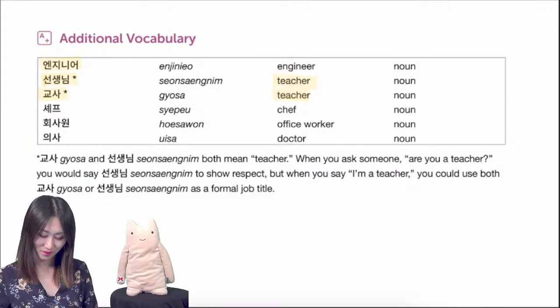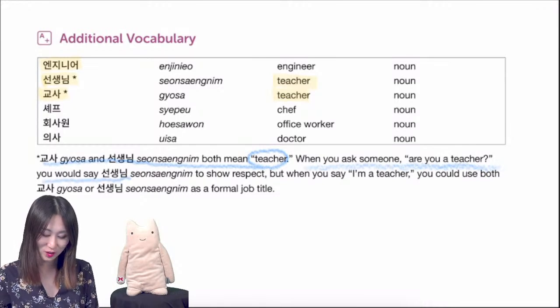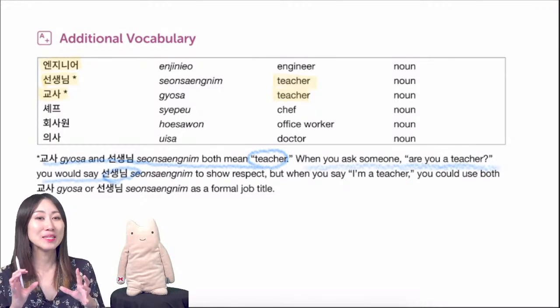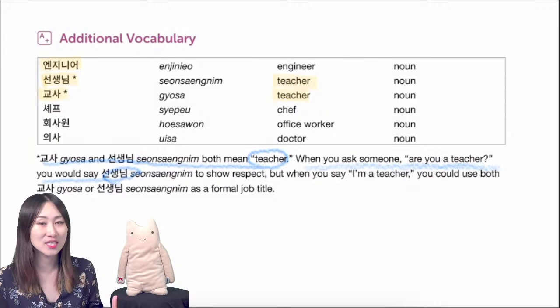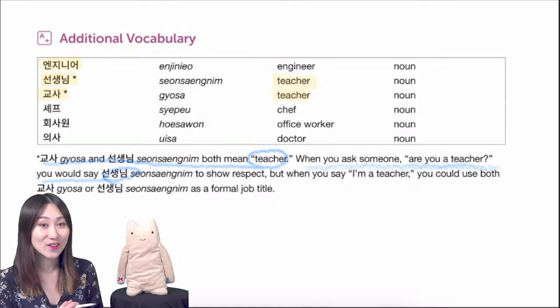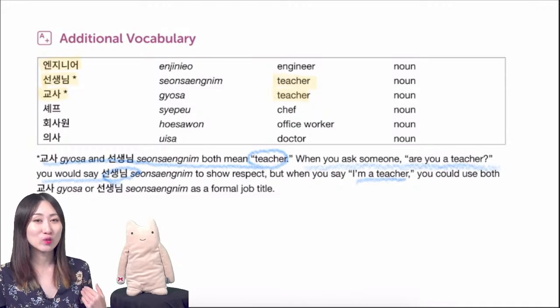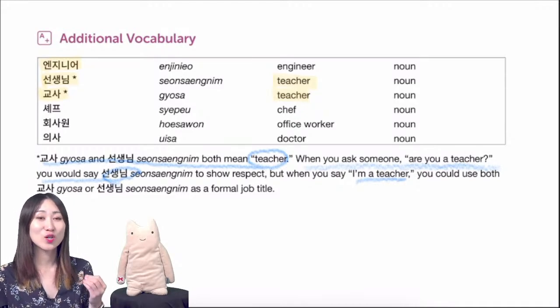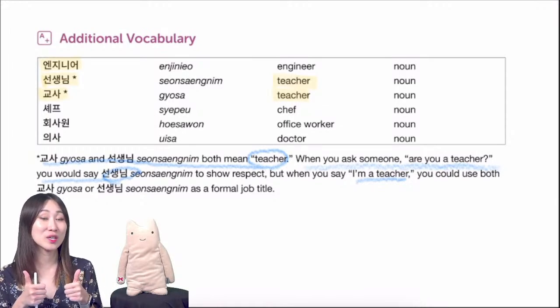What are the differences? So 교사 and 선생님 both mean teacher, and when you ask someone, are you a teacher? You say 선생님 because of 님. Do you know 님? It's actually an honorific title. It sounds very polite. So to show your respect, are you a teacher? 선생님이에요? It's okay. But when you say I'm a teacher, we didn't say 선생님 previously, but these days it's so common. So you can say yes, I'm 선생님. 선생님이에요 is okay because it's a common word.